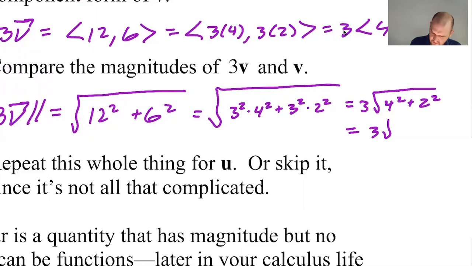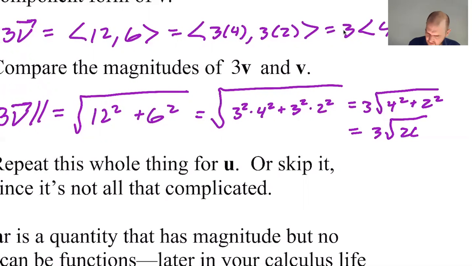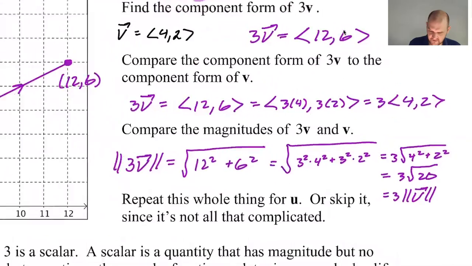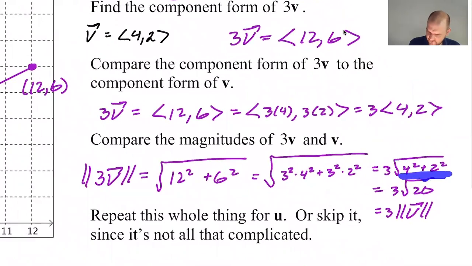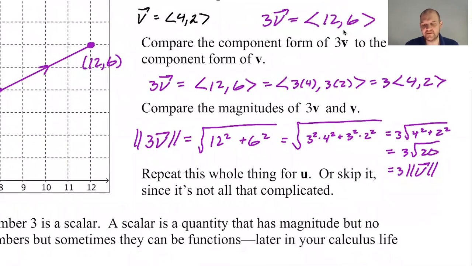So I get 3 root 20. I could have taken out another 2 squared, which is probably a better idea, but 3 root 20 is 3 times the magnitude of v. And I know that it's the magnitude of v because it's the radical of 4 squared plus 2 squared, and v is 4, 2. So that's definitely 3 times the magnitude of v. So the magnitude of 3v is 3 times the magnitude of v.